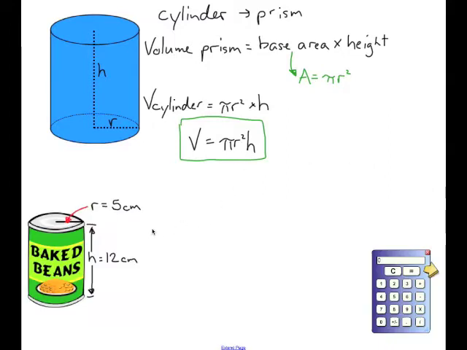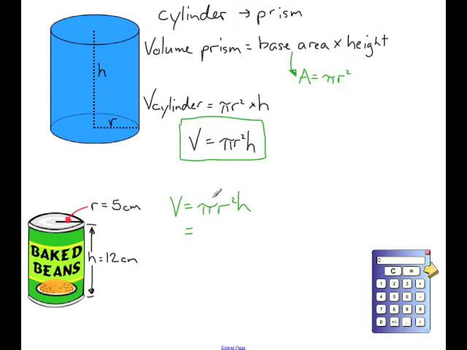So here we have an example where we have a can of baked beans. This can of baked beans has a radius of 5 centimeters and a height of 12 centimeters. And we want to find out what the volume of this cylinder is, or how much space this cylinder occupies. As always, when we're working with a formula, we need to start by writing the formula. So our formula is volume equals pi r squared h. We'll show all our work when we're doing this example.